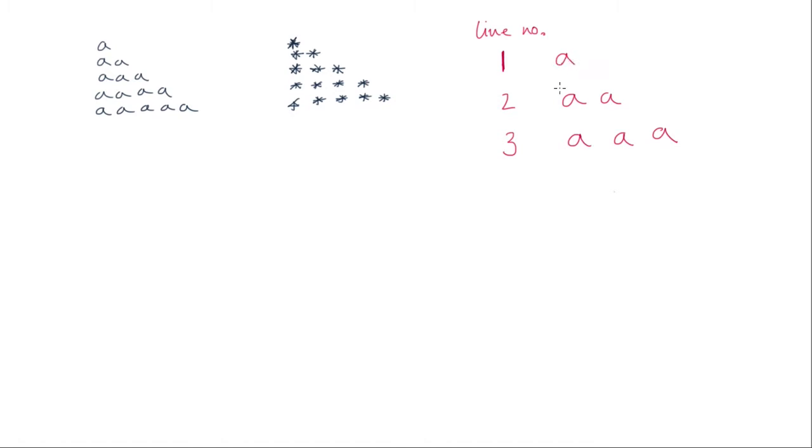So the first line 1 A, next line 2 A's, third line 3 A's, fourth line 4 A's. So a single loop like this is not going to help me. For line number, I will call it I. I is equal to, how many lines are there? 1 to 5, right? 5 lines are there. Well and good. But in this, if I write any kind of print, just tell me a kind of print which is going to help me, somebody.